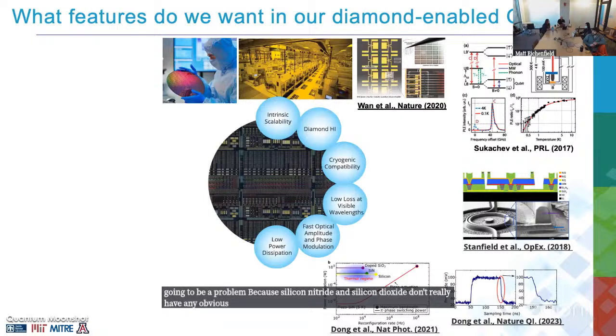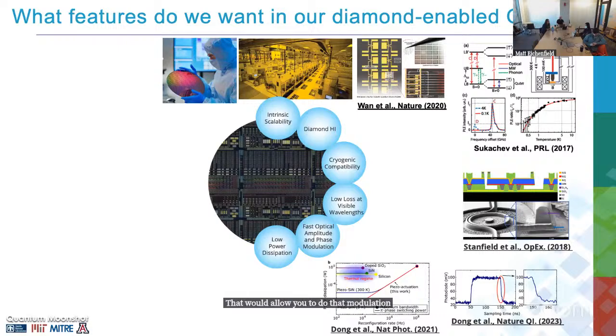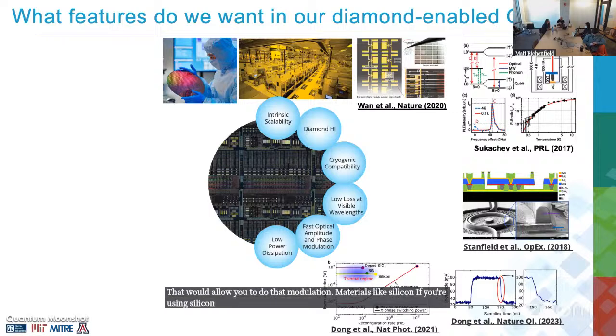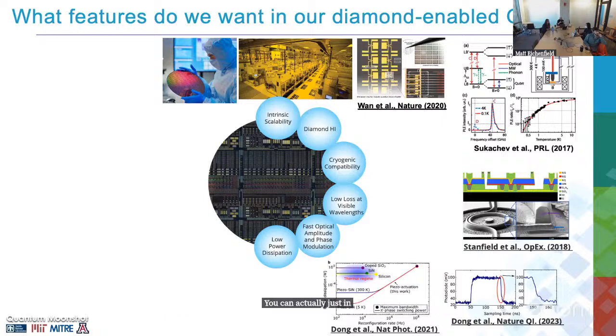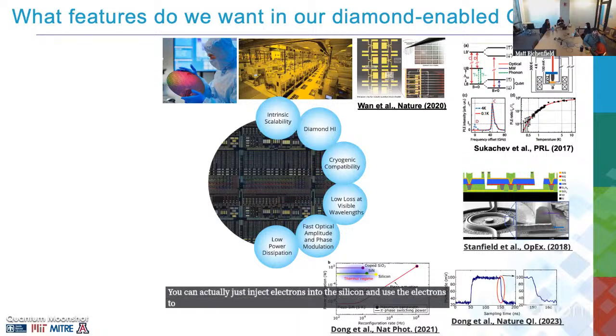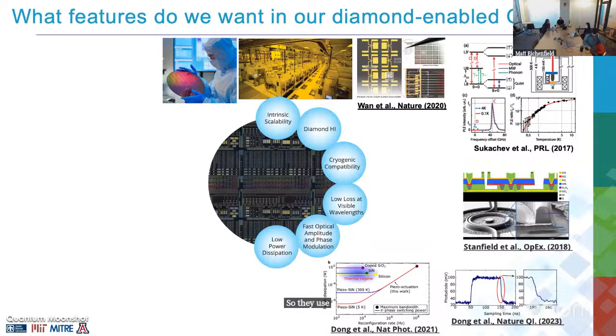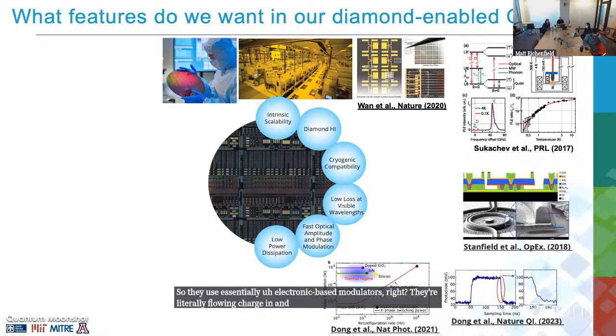Now, that's going to be a problem, because silicon nitride and silicon dioxide don't really have any obvious properties, or at least they didn't before our group and some others started doing this work, that would allow you to do that modulation. Materials like silicon, if you're using silicon to modulate the amplitude or the power of light, you can actually just inject electrons into the silicon and use the electrons to control the amplitude and phase. So they use essentially electronic-based modulators. They're literally flowing charge in and out of the waveguides in order to control the amplitude and phase of light.